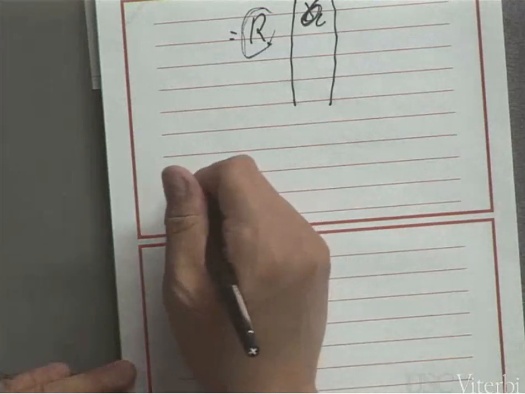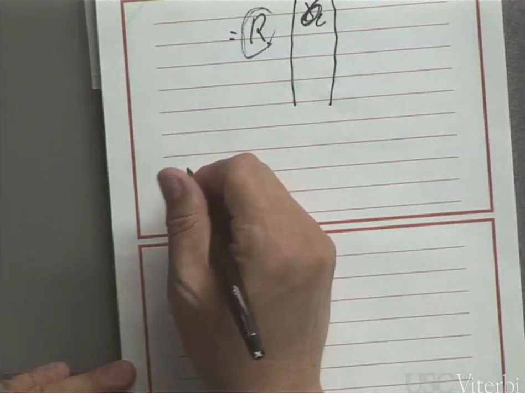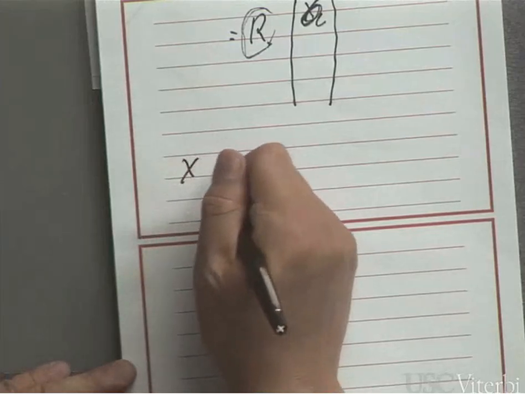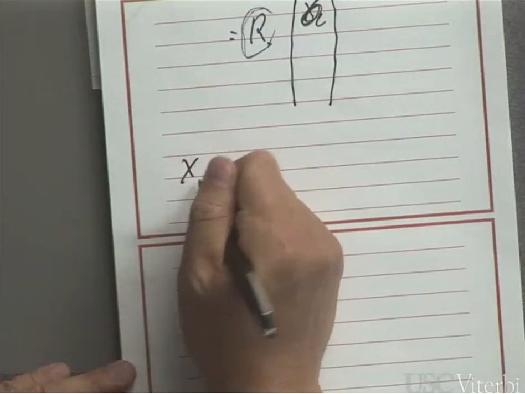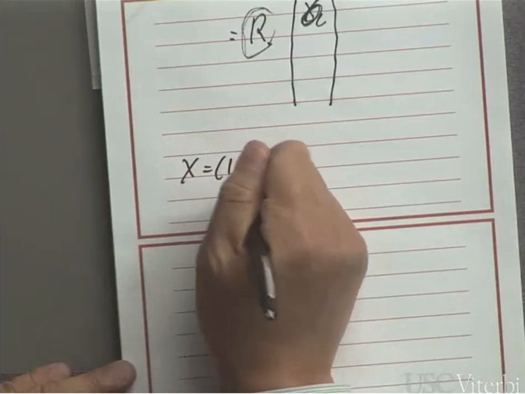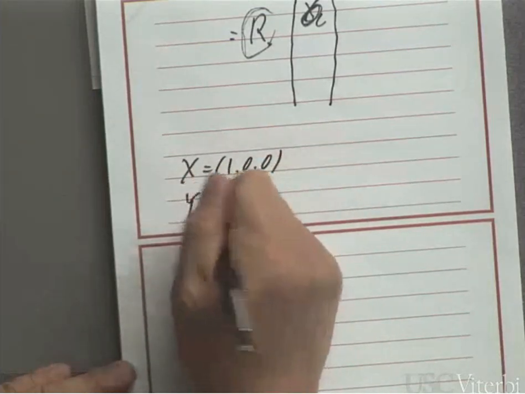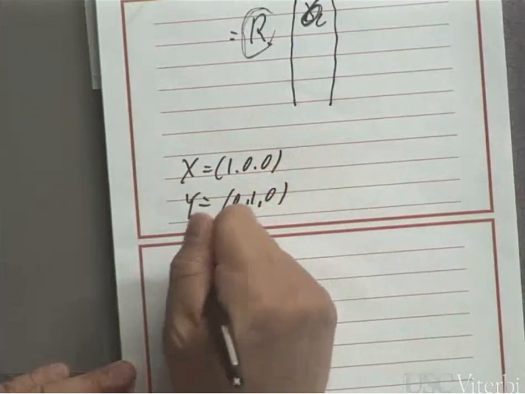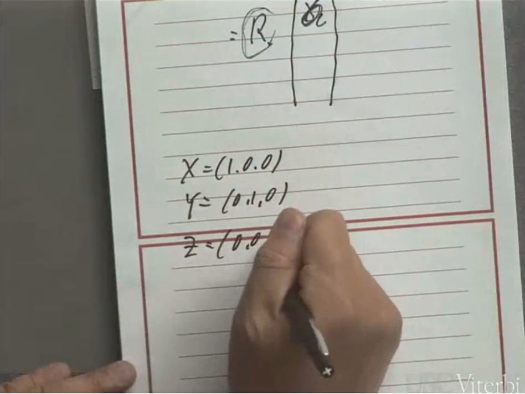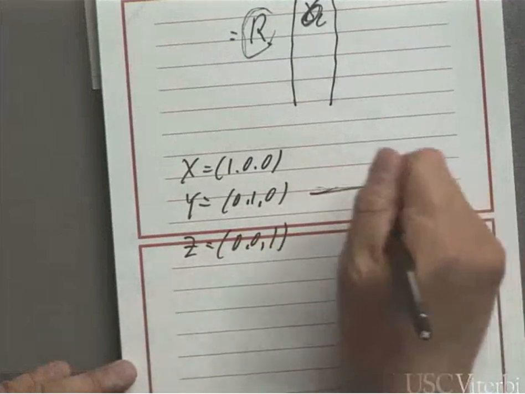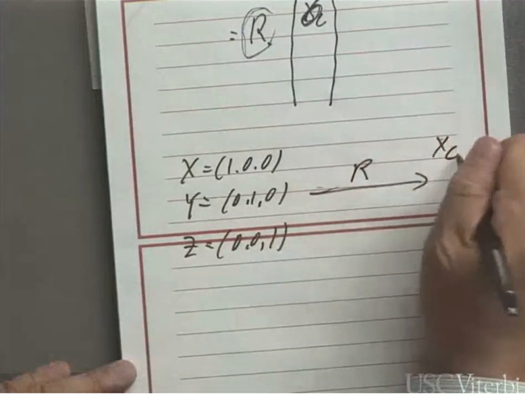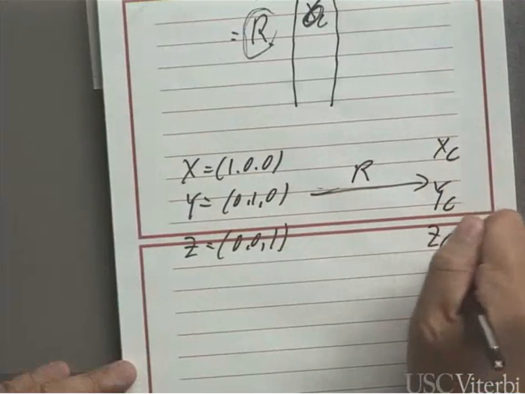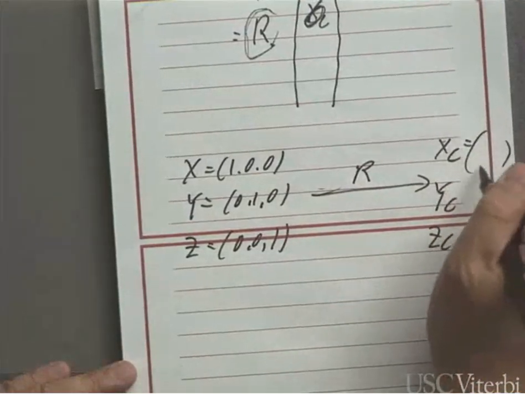So you have two ways to look at the rotation. One way is to look at the rotation of X. It's a vector, a unit vector: X is 1, 0, 0; Y is 0, 1, 0; Z is 0, 0, 1. Through this rotation, they project to XC, YC, and ZC, and these are their corresponding ones.